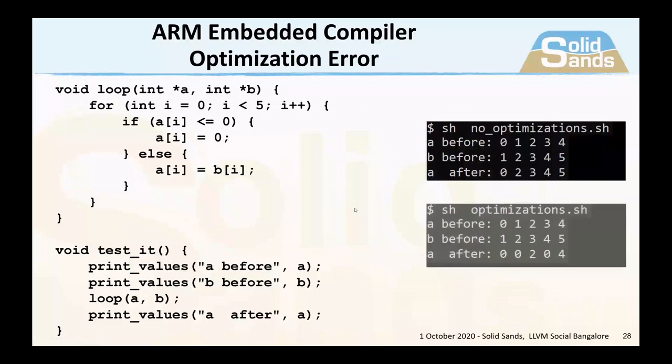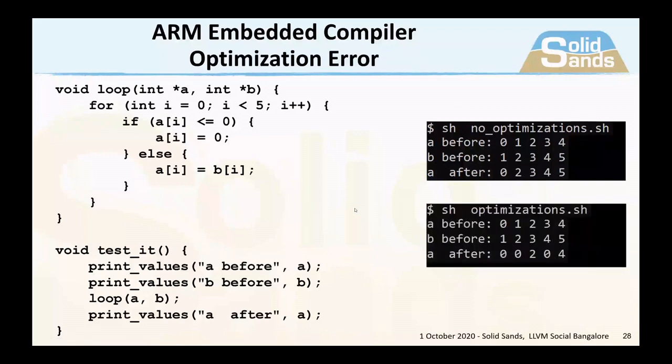However, if we now enable compiler optimizations in this compiler, the result is completely different and also completely wrong. So now instead of 0, 2, 3, 4, 5, the result is 0, 0, 2, 0, 4. So the values 2 and 4 are simply not changed. They were already in A. And the other values are set to 0. So of course, it's a really bad error because this compiler optimization completely changes the behavior of the code and it simply corrupts your data. So it is clearly not safe to use the optimizations in this compiler.